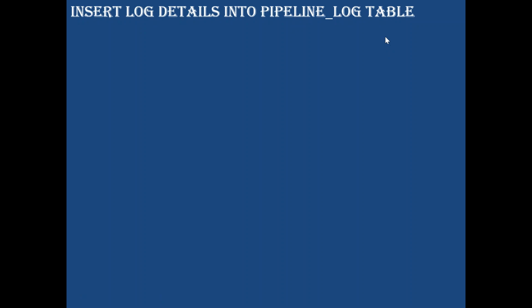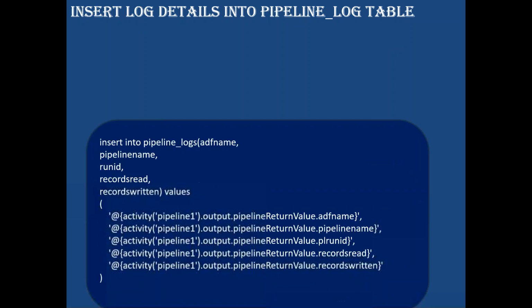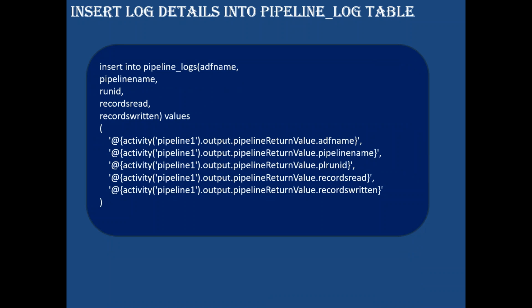Once these child values are returned to the main pipeline, whoever is calling, this is a new feature, right? Return values. Once we return those values into the main pipeline, it uses the script activity to access the output, pipeline return value, ADF name, pipeline run ID, records read, records written. All these things will be loaded into the pipeline logs table.